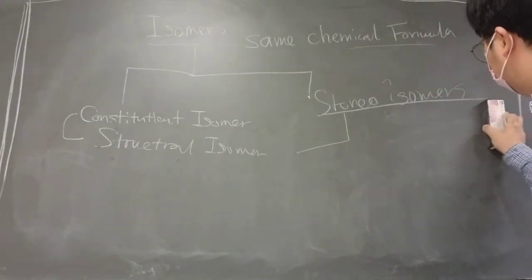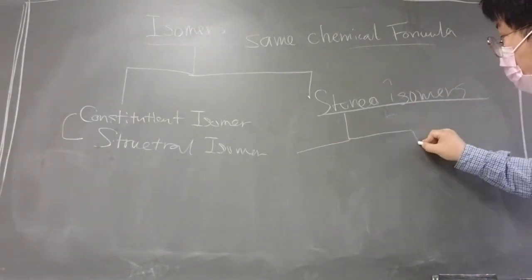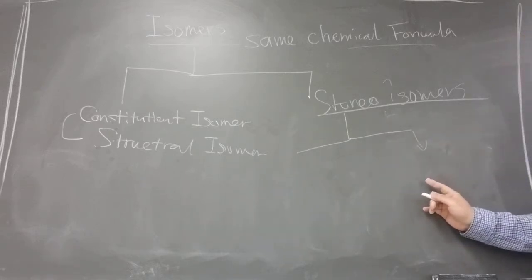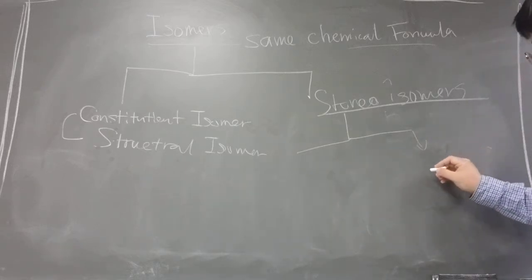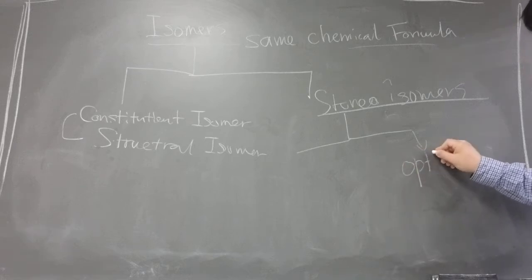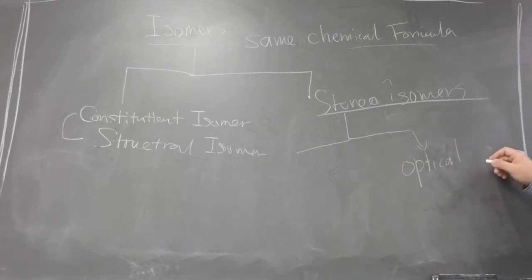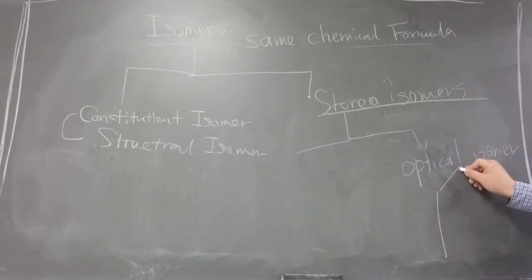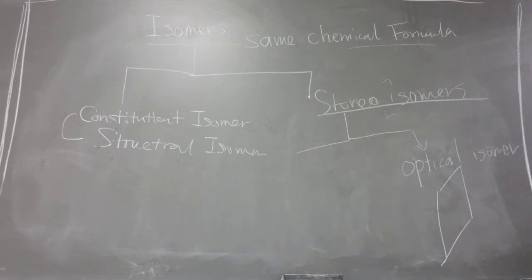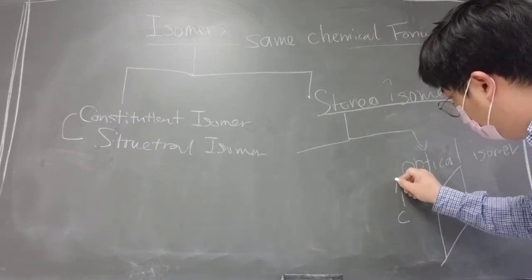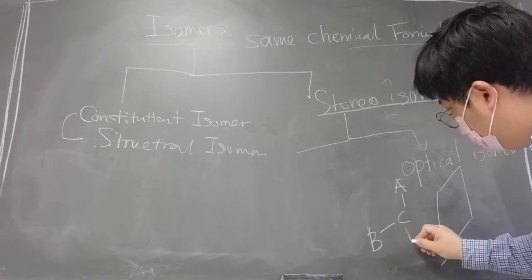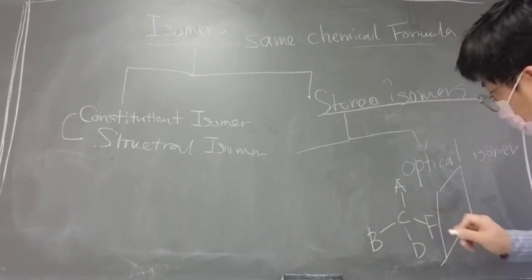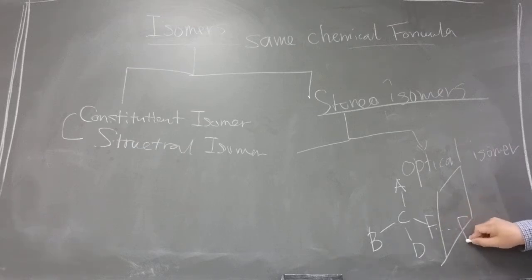This is something we're going to do in a later chapter, so I'm only going to tell you briefly. This is optical isomers. You sometimes call this an enantiomer, but anyway, it's simply a mirror image of something. So if you have some center here, you just draw the mirror image of it.